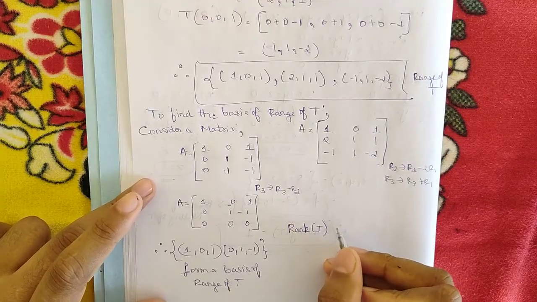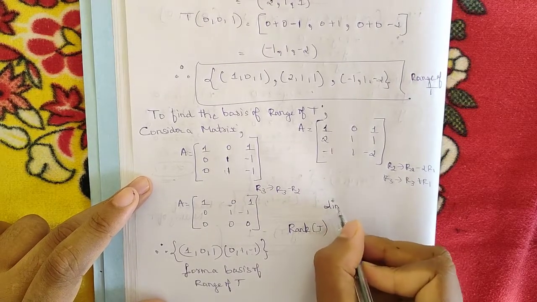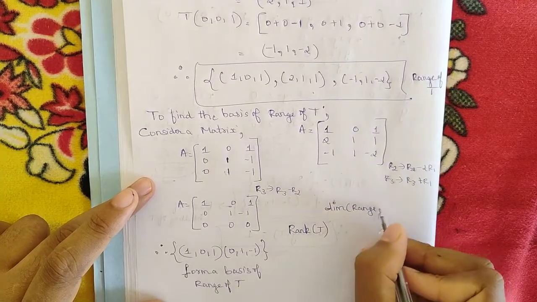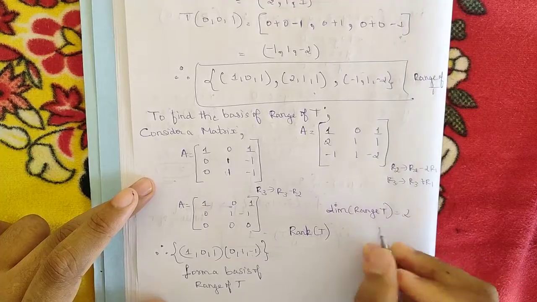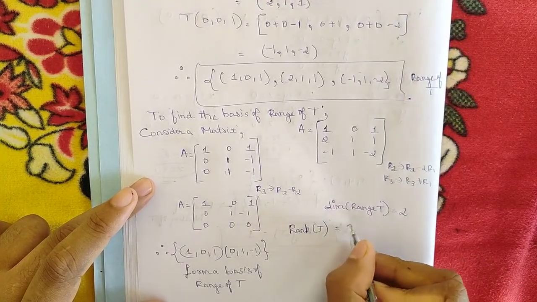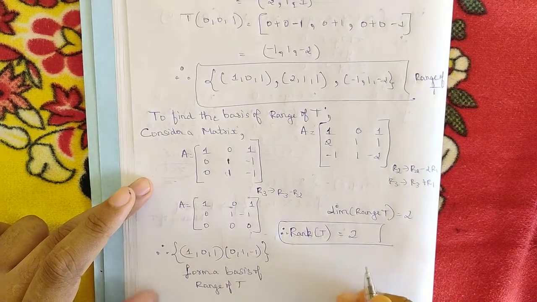So we have one more relation, that is dimension of range of T equal to 2, and also dimension of range of T is equal to rank of T. So rank of T would be equal to 2 finally. Okay, so therefore rank of T is 2.